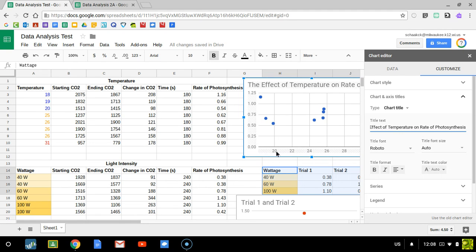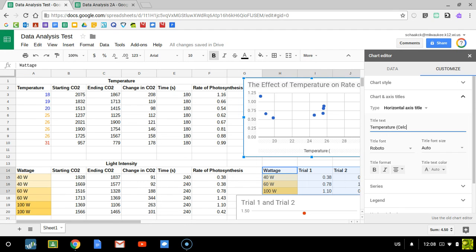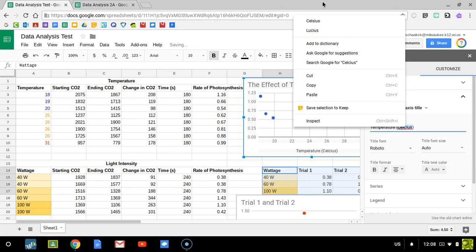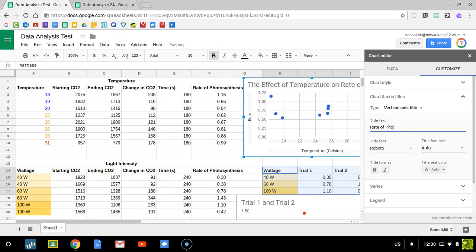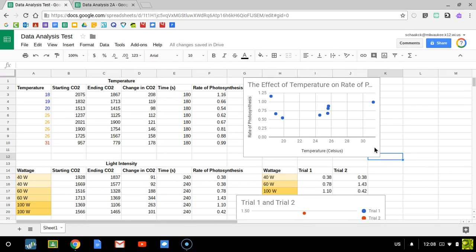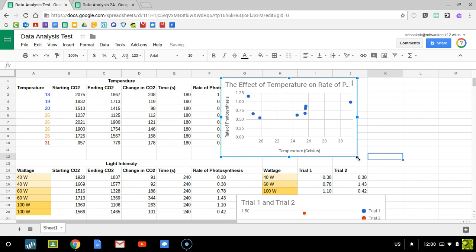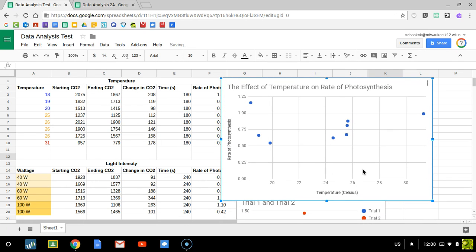Next thing I want to worry about are what titles I'm going to have on my two axes. So I'm going to click on horizontal, that's my bottom, and this range right here is representing temperature. And I also have to worry about what units they're in, so they're in Celsius, which I always spell wrong. Thank goodness for spell check. Celsius. Okay. And then finally our vertical axis title. These numbers are representing the rate of photosynthesis. I'm going to put this to the side for now. I'm going to make this look a little bit bigger. Okay. And this is a much better looking graph.